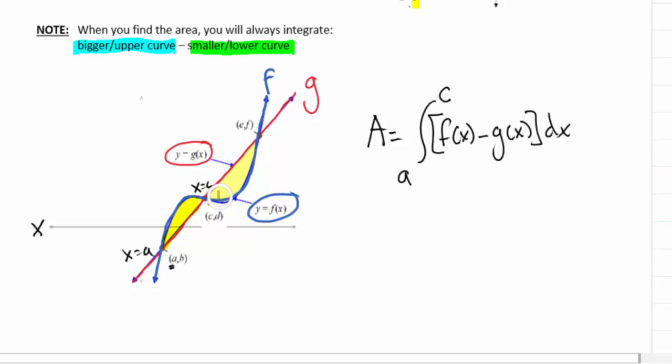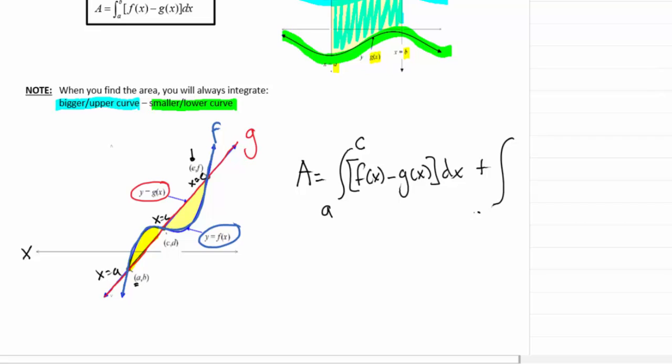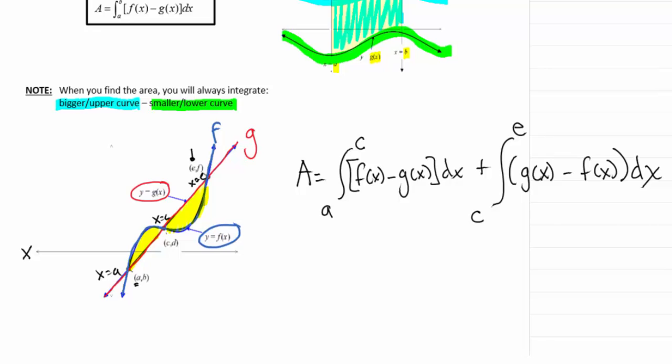Notice in our second piece, the red curve is on top of the blue curve. So from x equals c to x equals e, we would say that the area would be g of x minus f of x dx. So to find the area of the whole entire highlighted region, it would be the integral from a to c of f of x minus g of x dx, plus the integral from c to e of g of x minus f of x dx.